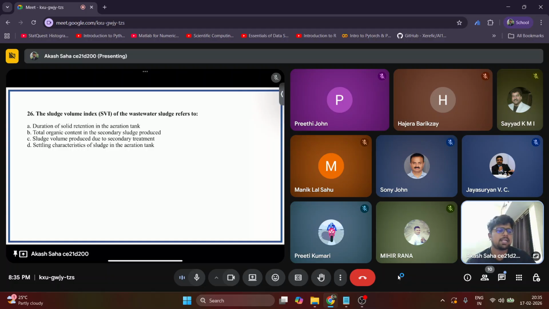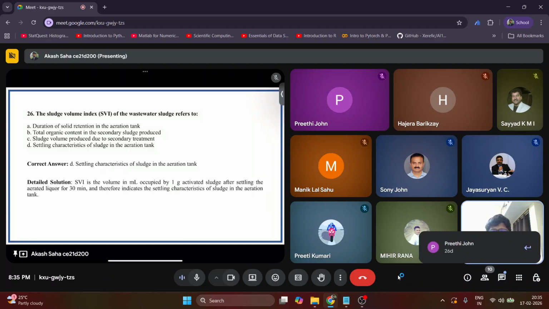So it generally helps in understanding the settling characteristics. How much volume will be occupied per gram of activated sludge within 30 minutes. That's how we do the sludge volume index. So that helps in indicating the settling characteristics.